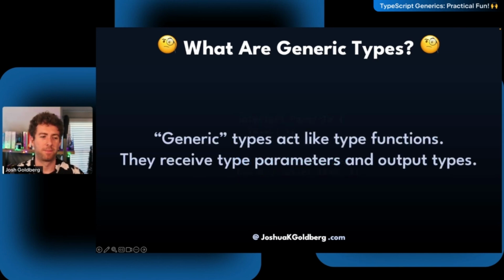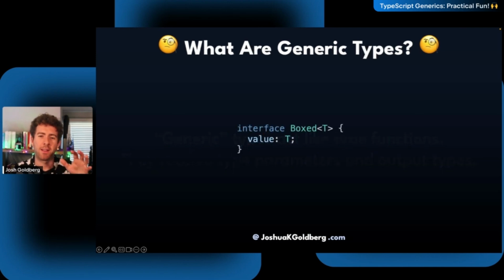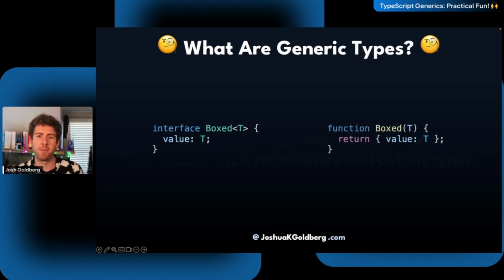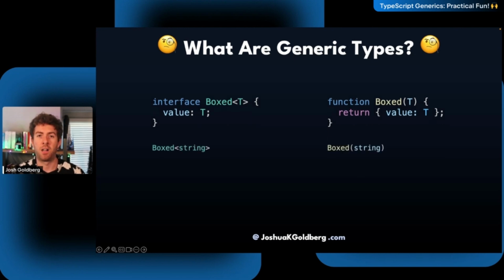Now, another way of thinking about this that I really like is that generic types are like functions in the type system. They receive type parameters and they output types. Their inputs are types, their output is a type. Now, if we look at, say, interface Boxed<T>, we could also think of a runtime function that's kind of analogous to it, where both of these take in a T, and then you can call or declare with them, say, Boxed<string> on the left or Boxed(string) on the right. And then they have an object that they return, this object shape with value: string.